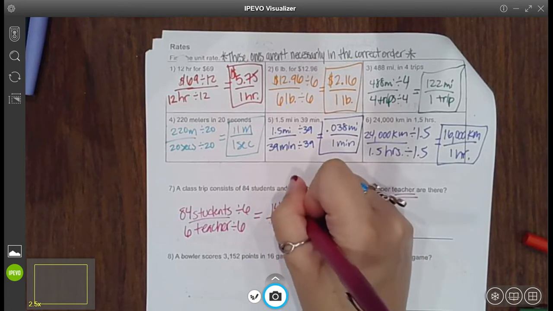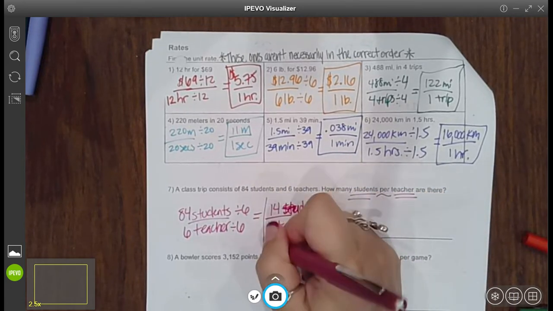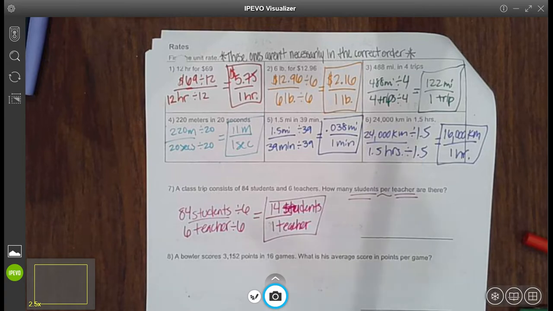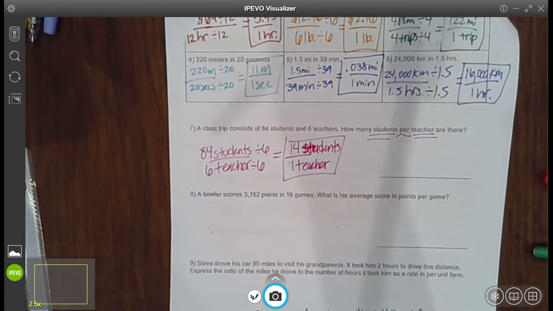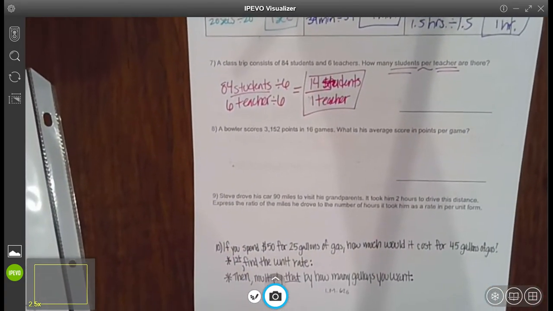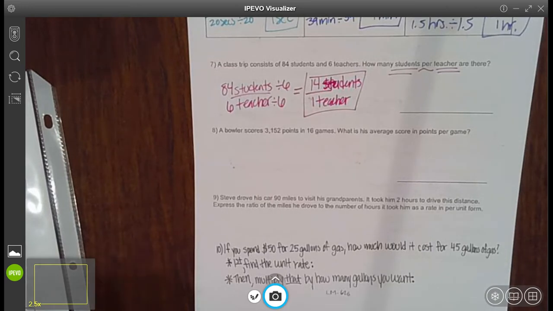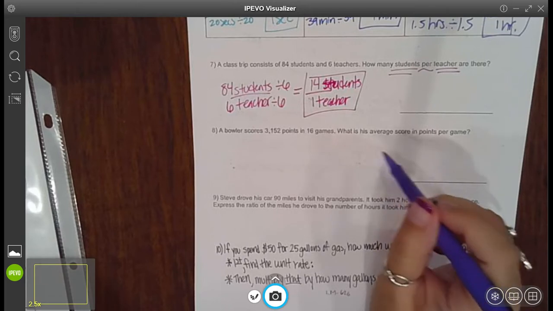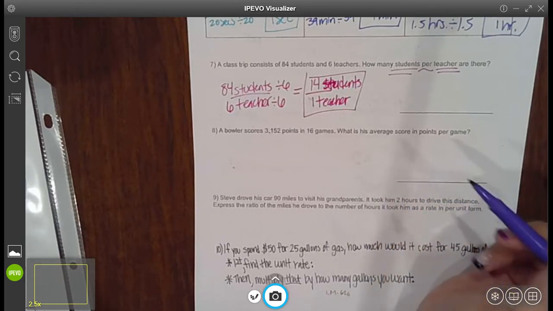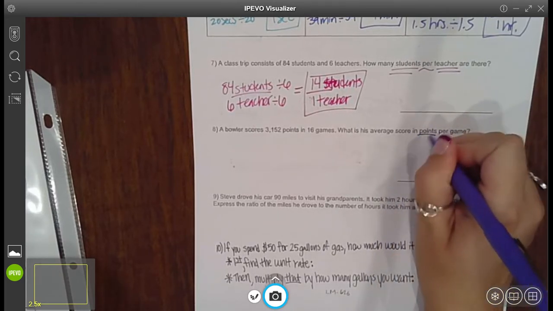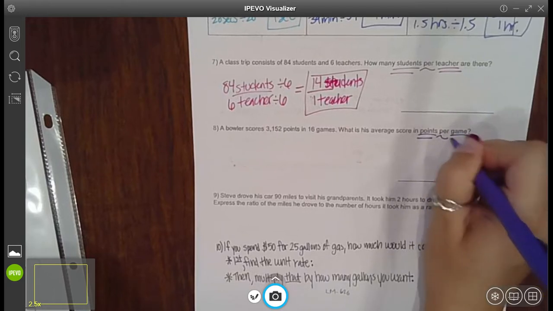There's about 14 students per teacher. Okay, and last one for that little section right there says a bowler scores 3,152 points in 16 games. What is his average score, unit rate, in points per game?